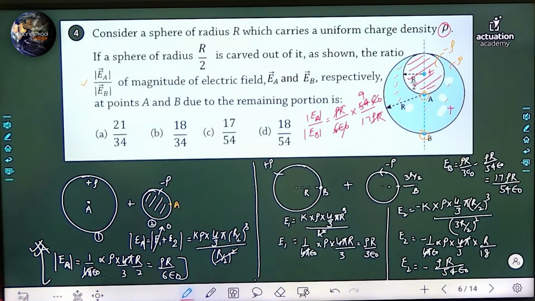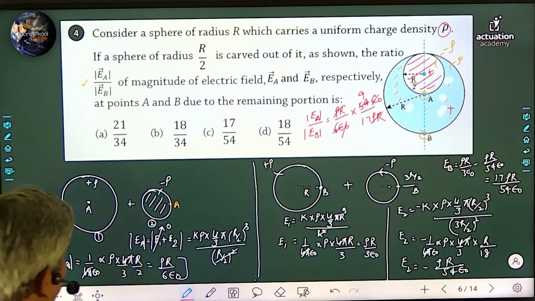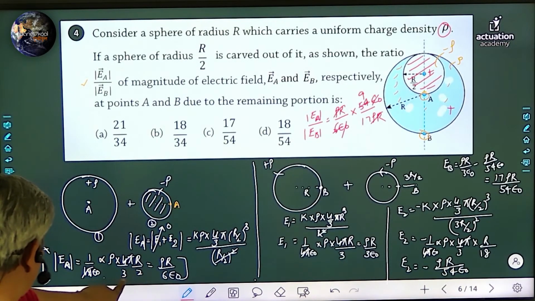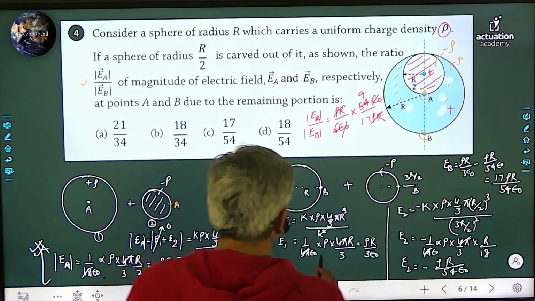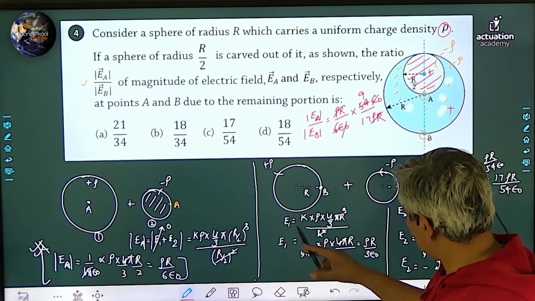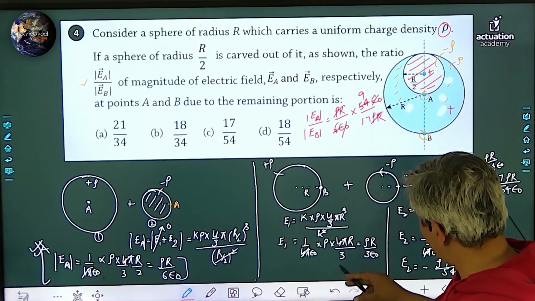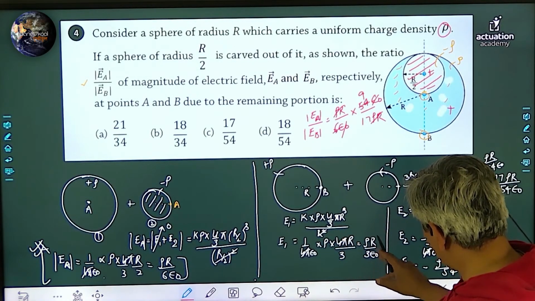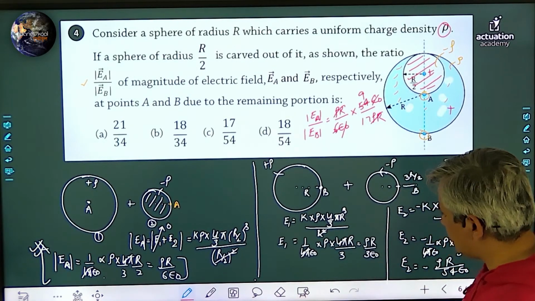Okay. What was the answer to this? If we have missed out something, it will be 17 by 54. Rho r by 6 epsilon naught. That's right. Here we did E1 equals rho 4/3 pi r cube, that's perfectly right. R square 4/3 rho r by 3 epsilon naught.